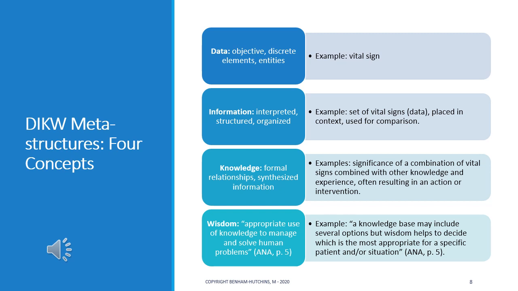The next level is knowledge. These are when you develop formal relationships and you synthesize the information. So this is quite often where you bring in your knowledge, your experience, your education to interpret and understand the relationships between the different components, the different information that you've been given. So these examples would be significance of the combination of vital signs combined with other knowledge and experience, often resulting in an action or intervention.